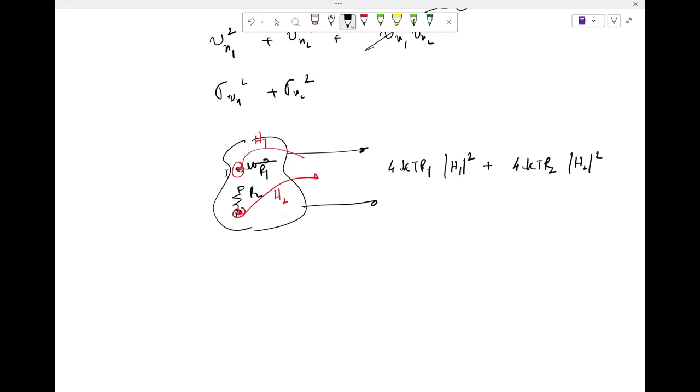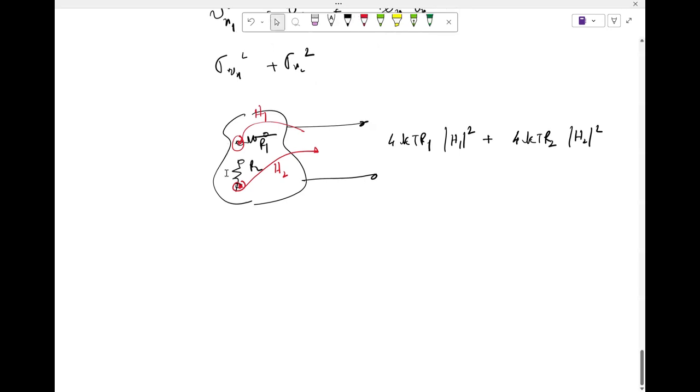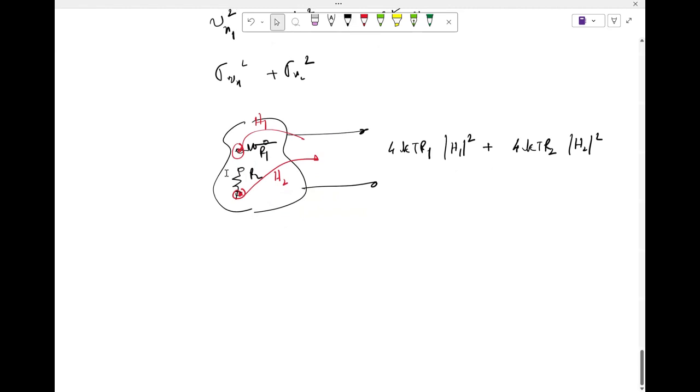Make sense? Okay. So if I have N of these resistances, I can basically say that the noise power spectral density VNO will be 4kT summation over RK mod of HK squared over all K.